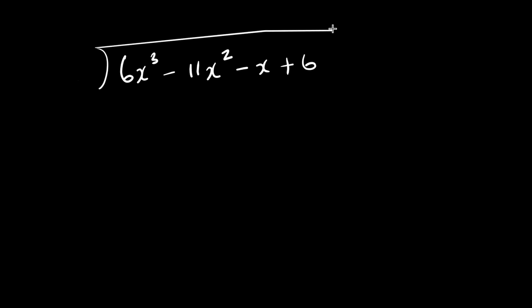All right, so we're picking up where we left off, and where we left off was we had left a question for you to look at. So it was 6x cubed minus 11x squared minus x plus 6, and this was all divided by 2x minus 3. All right, so we're going to do what we did before.